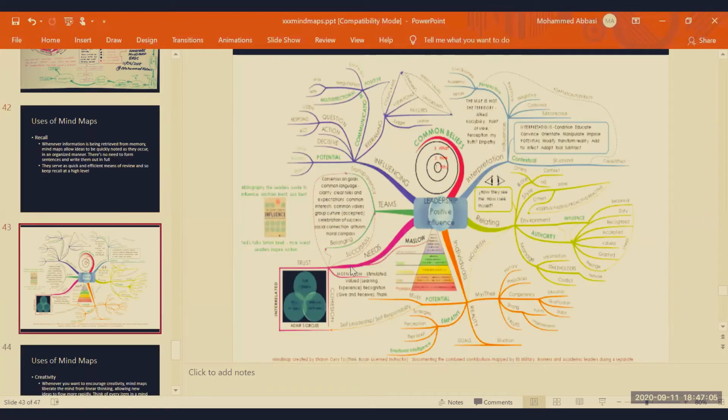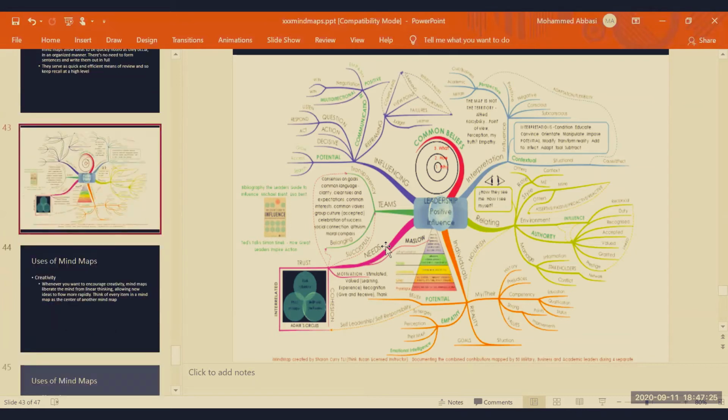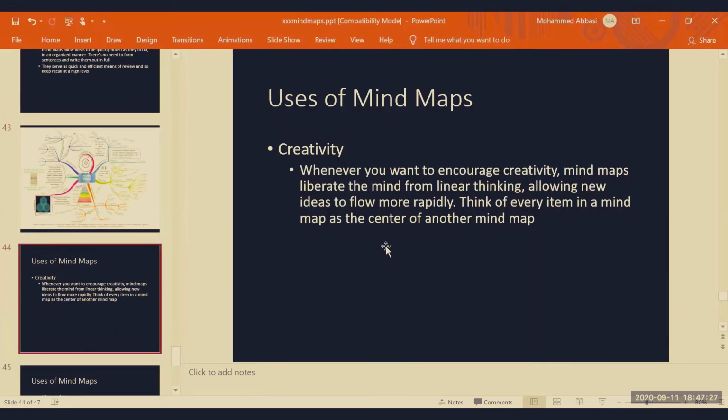So again, you look at this. This is about leadership, positive influences. This is a mind map about leadership. So individuals, how they relate and what they relate leadership with, interpretation of leadership, common beliefs of leadership, influencing teams, needs, etc. So uses of mind maps, again, very important.